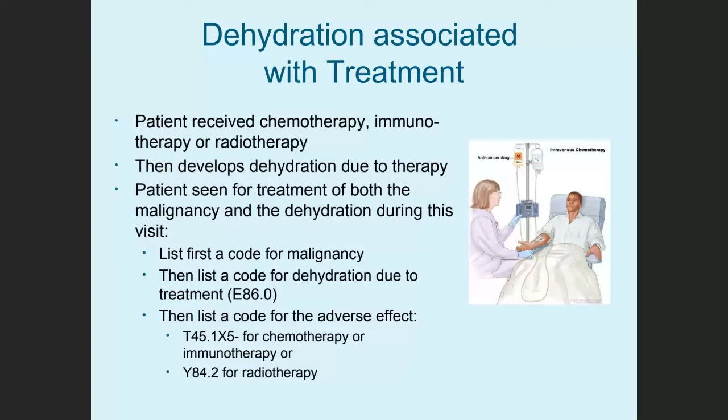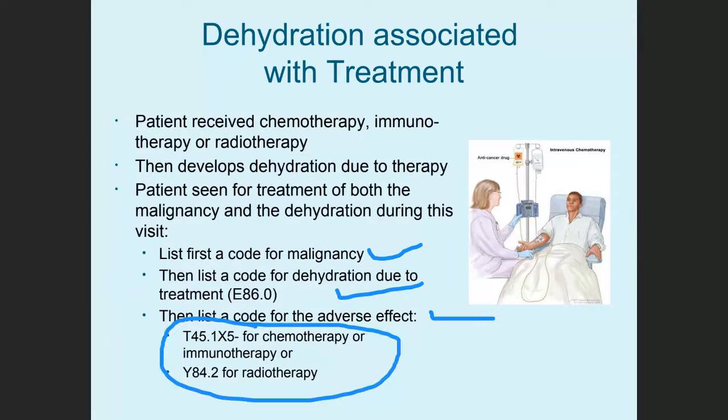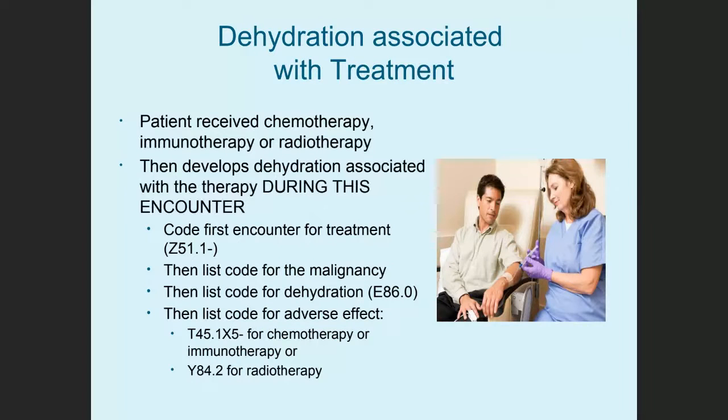Now, a patient can develop dehydration due to the treatment, the immunotherapy, chemotherapy, radiation therapy. In this case, the patient is seen for treatment of both during this visit. So list first a code for the malignancy, and then dehydration and adverse effect, depending on which one of these is appropriate. So if the patient received chemotherapy, immunotherapy, or radiation therapy and then develops dehydration associated with the therapy during this encounter, that's the important difference here.